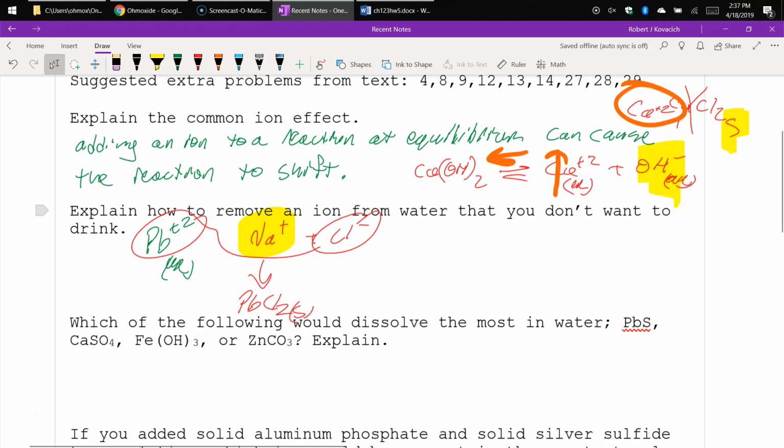It's salty. It wasn't salty before. It was water with something in it that I couldn't taste, but would kill me. And now I took the thing out that's going to kill me, but now I'm trying to drink salt water. And depending on how much salt I had to put in to get rid of all the lead, that might be too salty for me.